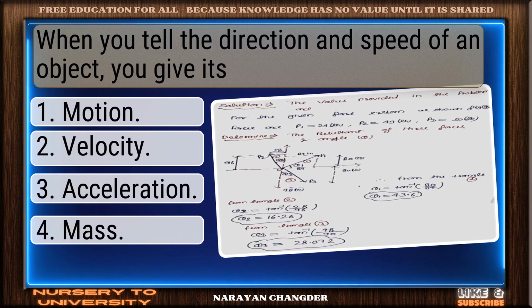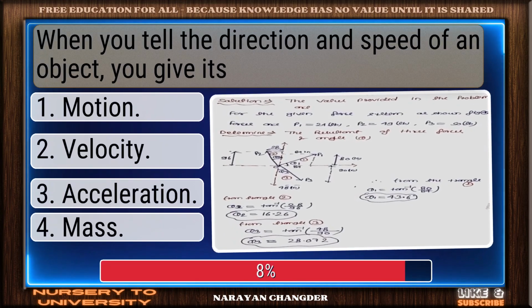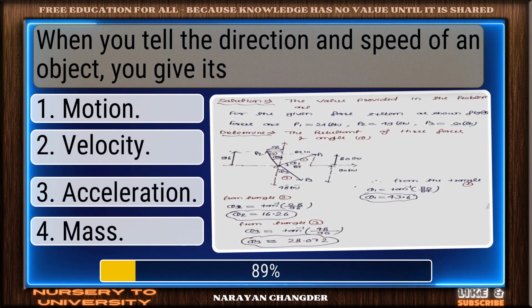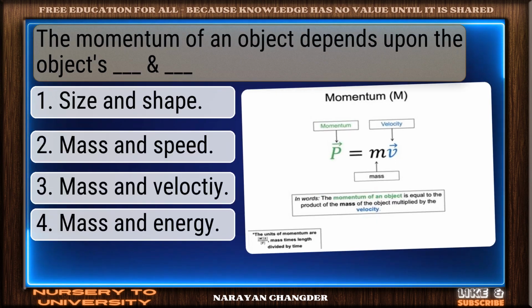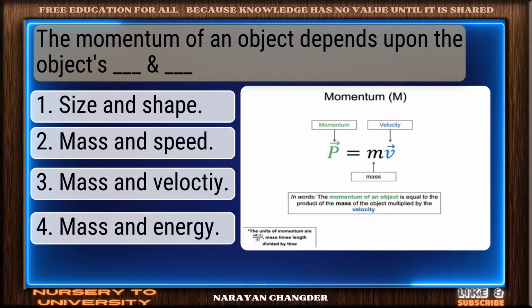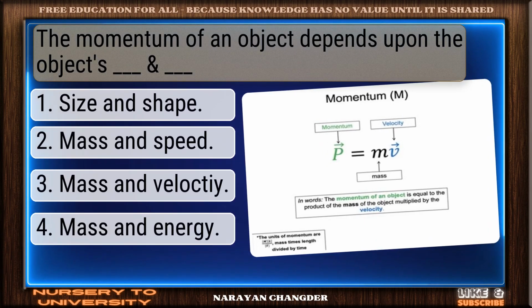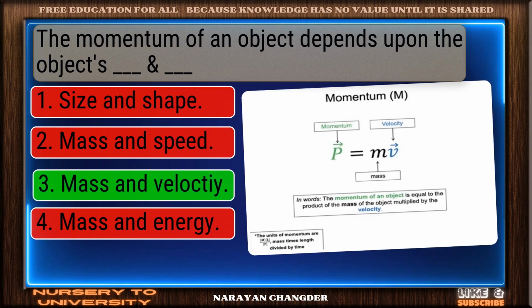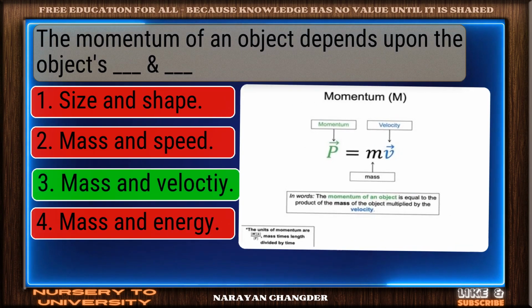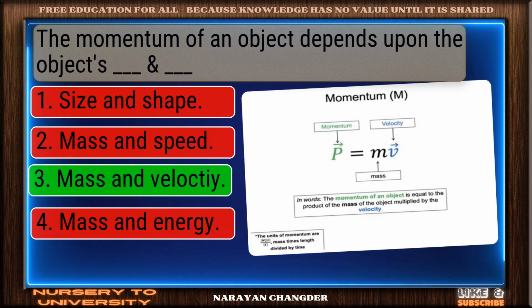Question number 148. When you tell the direction and speed of an object, you give its. Perfect. Velocity is the correct choice. Question number 149. The momentum of an object depends upon the object's dash and dash. Clear logic. Your choice, mass and velocity is sound and 100% true.